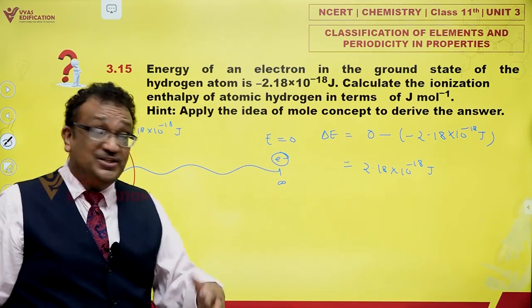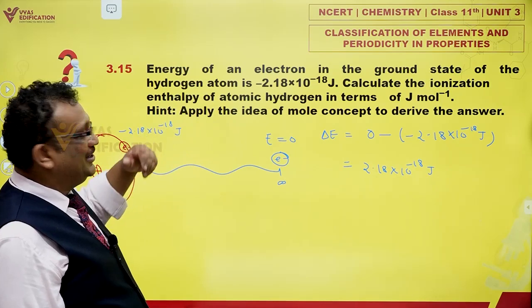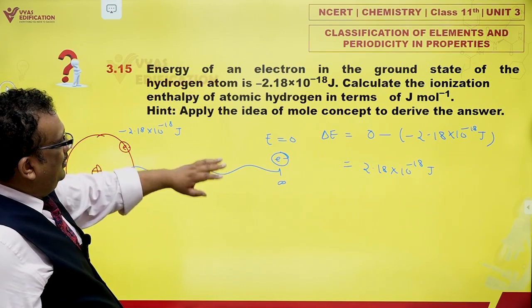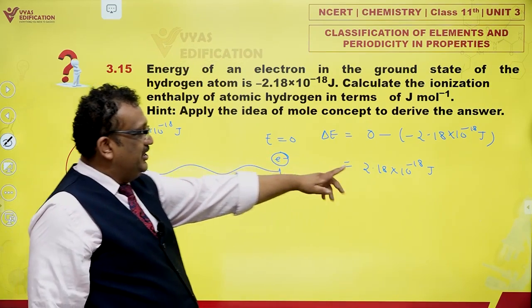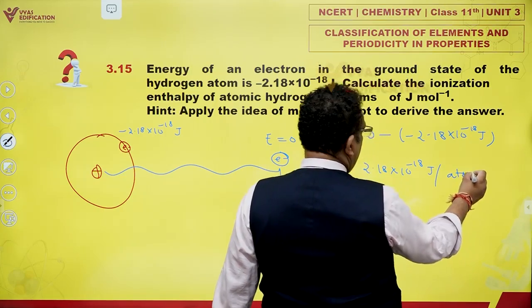That means it gets ionized. That means this is nothing but the ionization energy. Yes, this is nothing but the ionization energy. And this is the ionization energy in joules per atom. One atom needs so much.